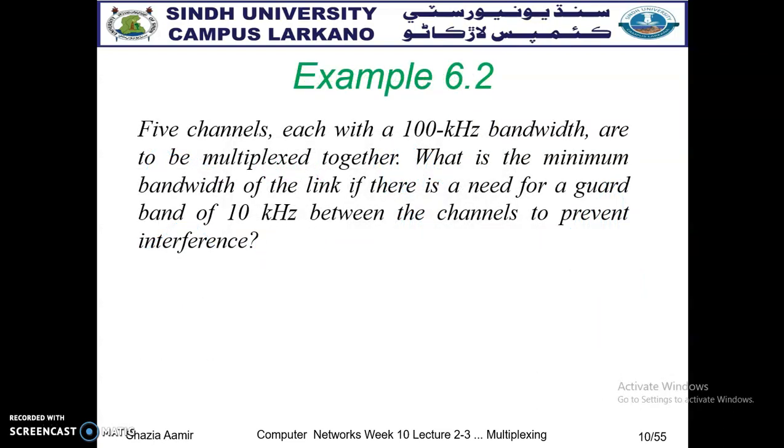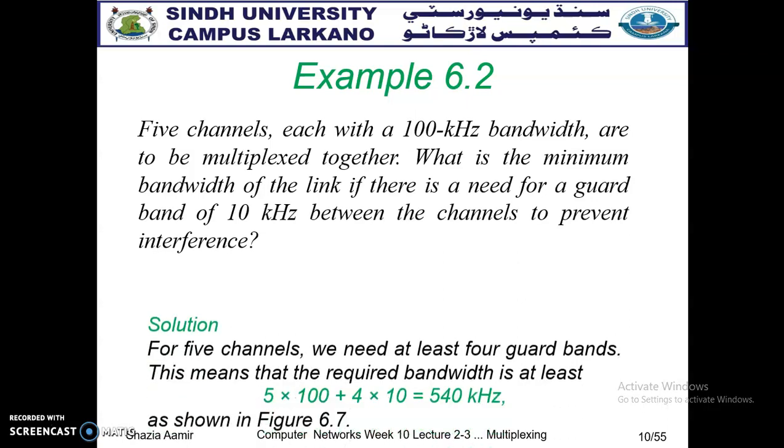We have an example. Suppose we have 5 channels, each channel has 100 kHz bandwidth, and they are to be multiplexed together. What is the minimum bandwidth of the link if there is a need of a guard band of 10 kHz between the channels to prevent interference? It means they fix a guard band between the channels to resist interference in the channel. Then what will be the solution for that?